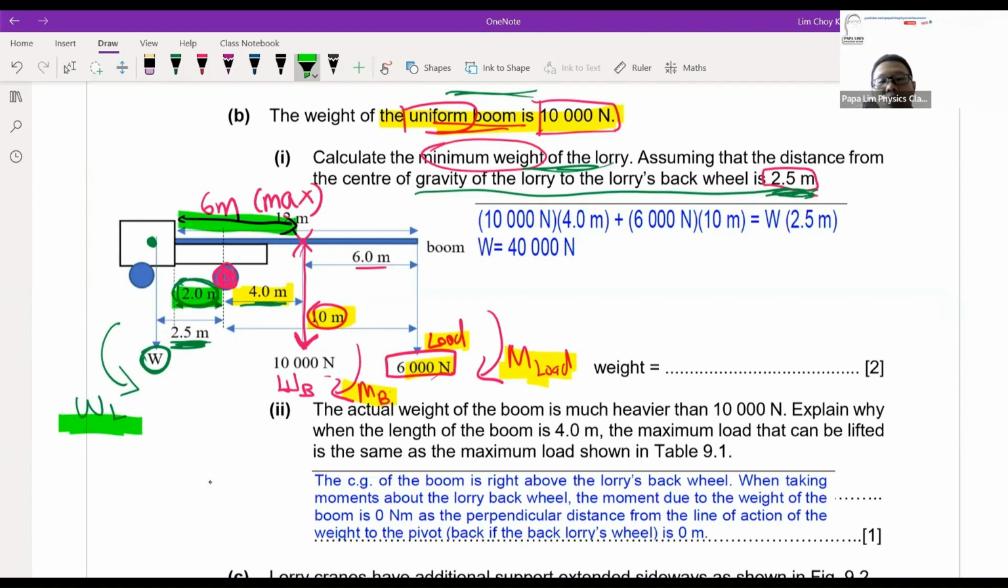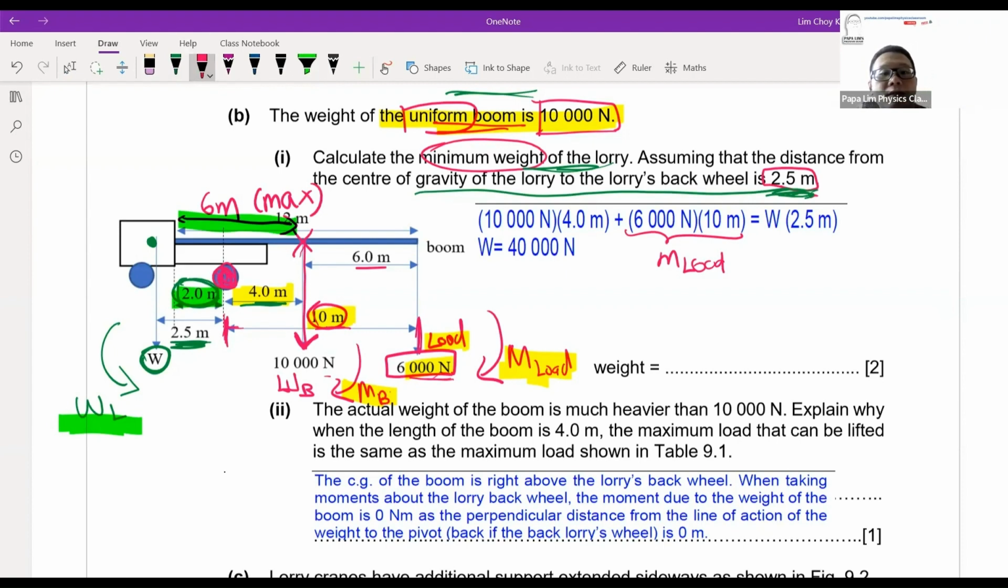Now, for the moment of the load, the force is 6,000 Newton, and based on the question, the distance from the force to the back wheel is actually 10 meter. So your moment of the load will be 6,000 Newton times 10 meter, which is the perpendicular distance given in table 9.1.